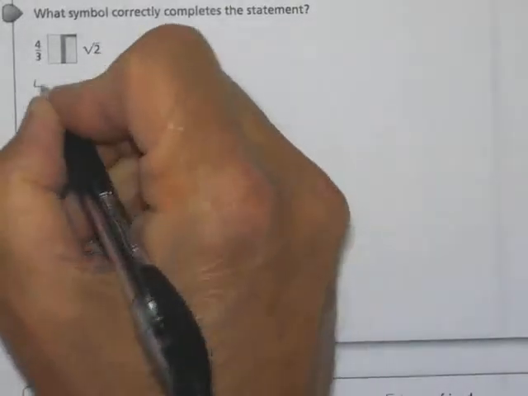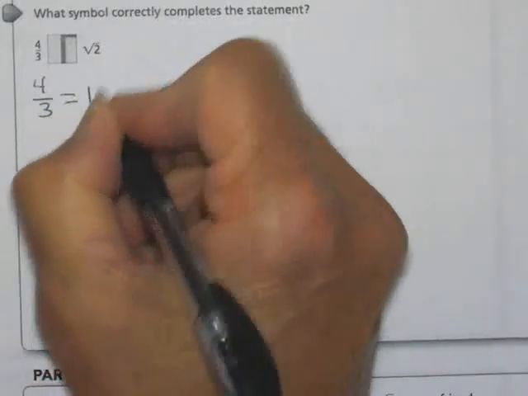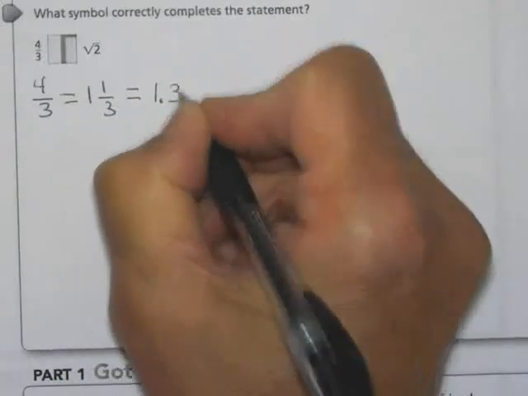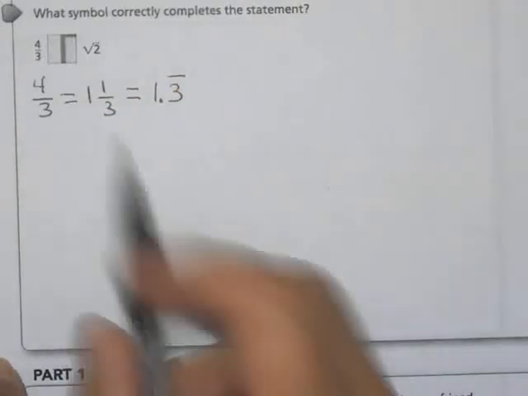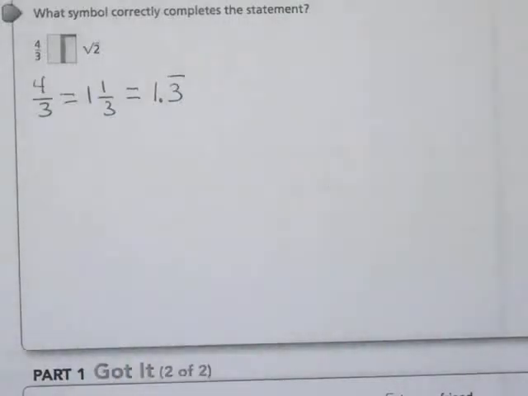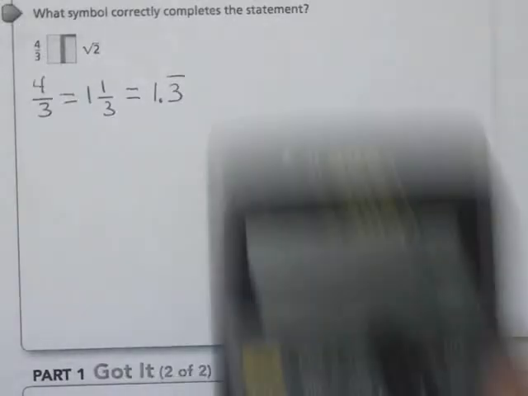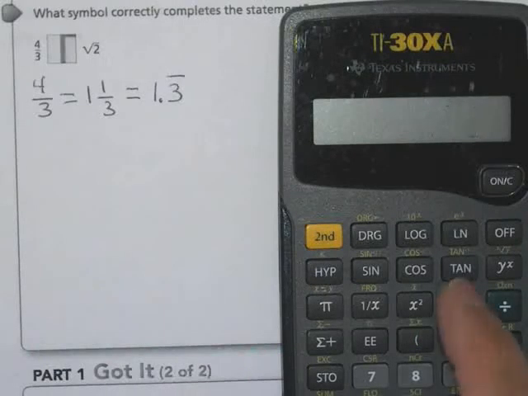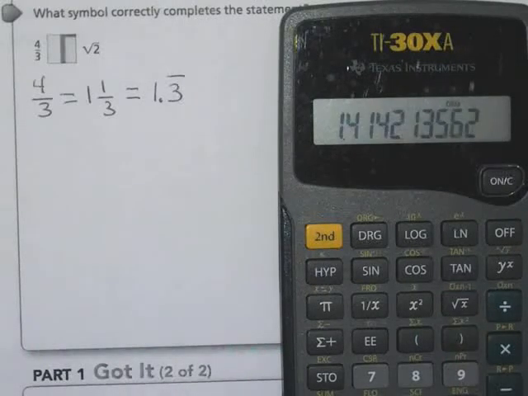So let's start with 4/3. I think we can all see that 4/3 would be the equivalent of 1 and 1/3, which is 1.3 repeating. We've got the whole number 1, and 1/3 is the same as 0.3 repeating. Now the square root of 2, no one's going to know that off the top of their head, so let's use a calculator. Putting in the number 2 and using the radical symbol, we can see that it is 1.4142, and it is an irrational number. It just keeps going on forever.